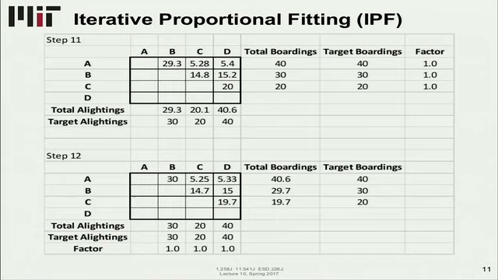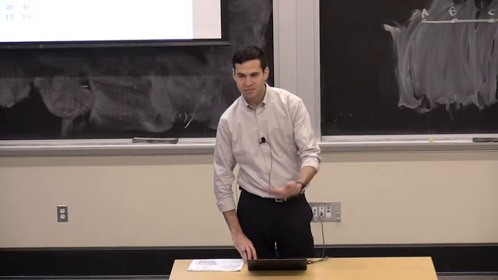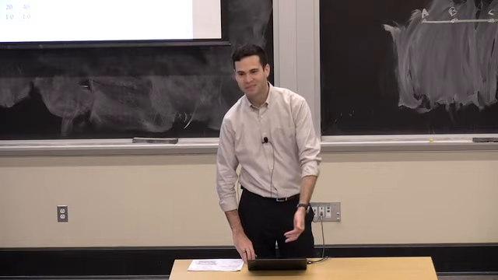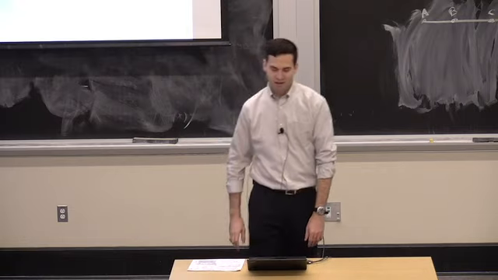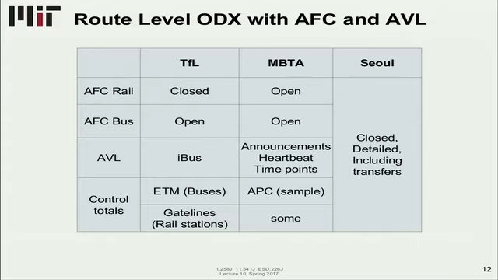It amplifies errors in the seed matrix. You're scaling up, right? So if you have errors in your seed matrix, they will be scaled up too. Just be aware of that. Okay, so what about if we don't have APC?